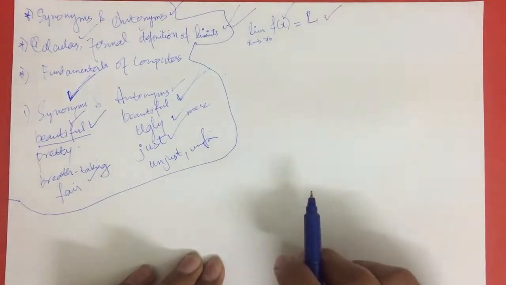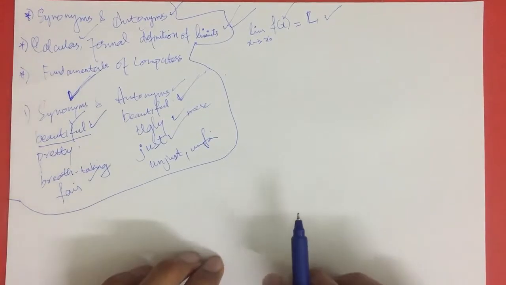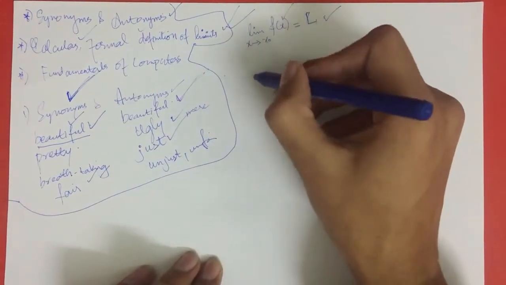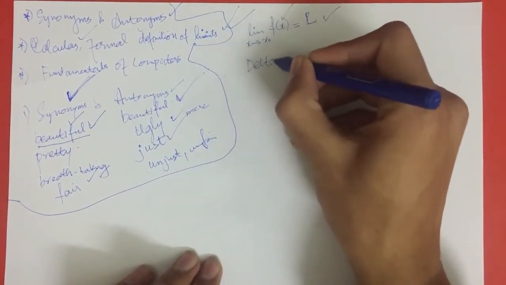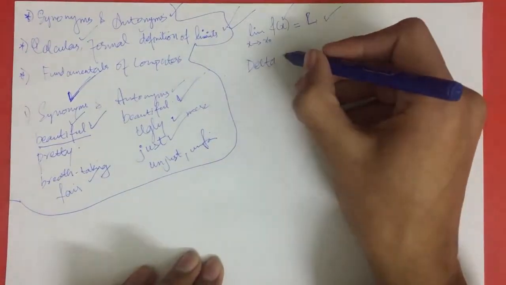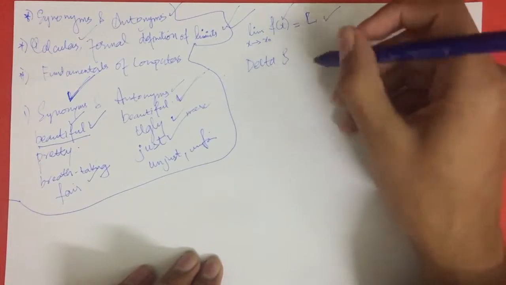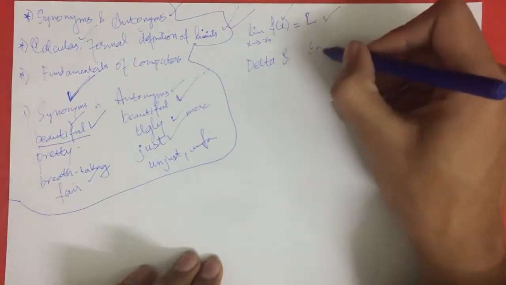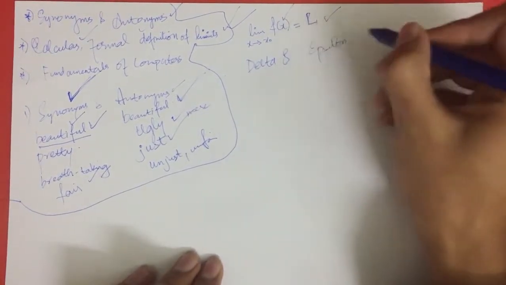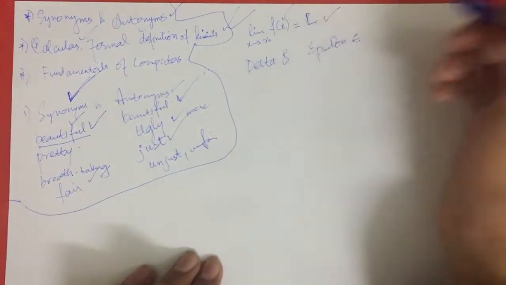Now what is the formal definition? In the formal definition, we use two terms: delta, which is noted by this symbol, and the second term we use is epsilon, noted by E.